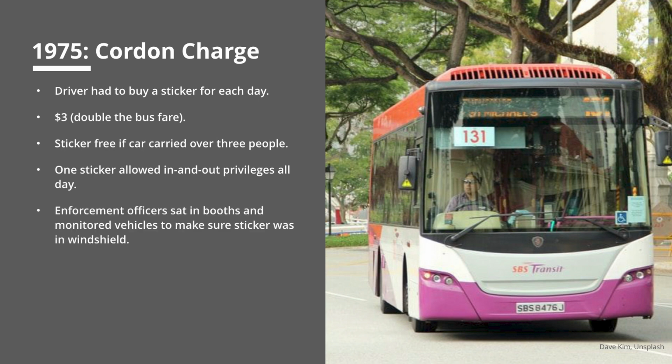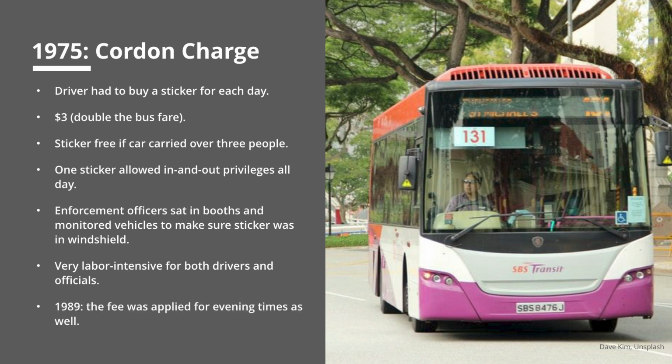And this was a kind of an old, cumbersome system. Enforcement officers sat in booths. They monitored vehicles to make sure they had a sticker, and they recorded and fined vehicles that did not. So this was, as you can imagine, a very labor-intensive process for both the drivers and the government officials, but it did seem to work pretty well. And in 1989, the fee was actually extended to evening times rather than just during the day.